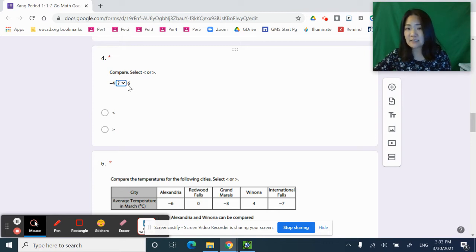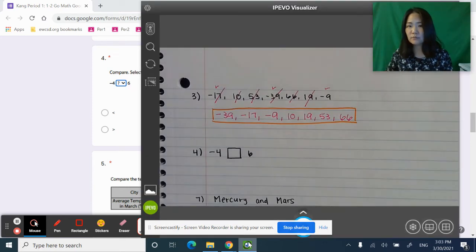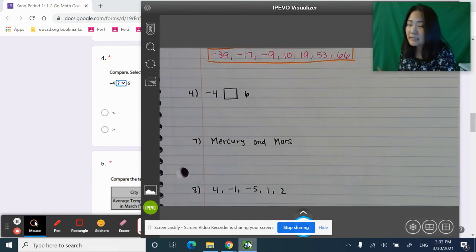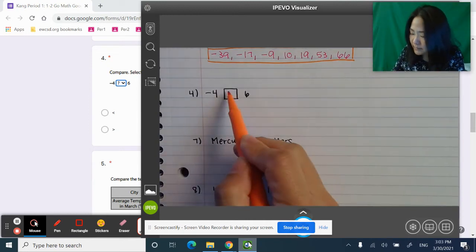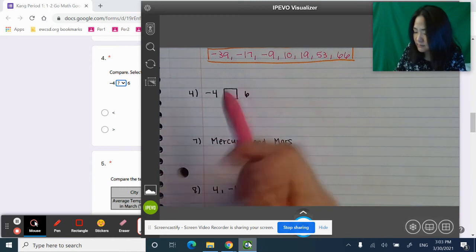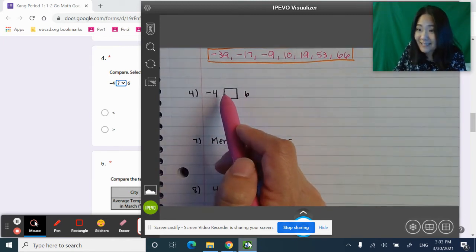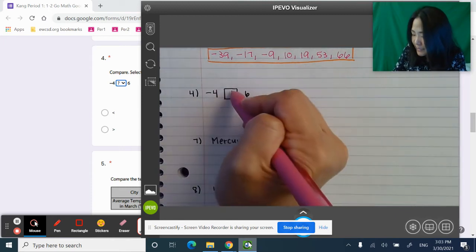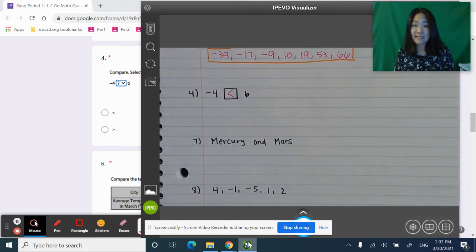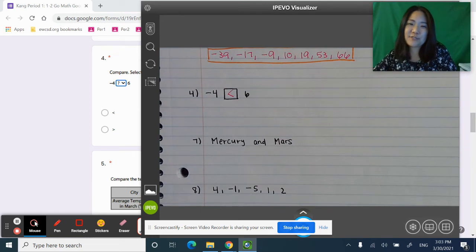Next one, number 4, compare, select less than or greater than symbol, and you have -4 and +6 that you are comparing. So -4, is it greater than 6 or is it less than 6? All negative numbers are less than any positive number. So -4 is less than 6. And you just choose the correct symbol.